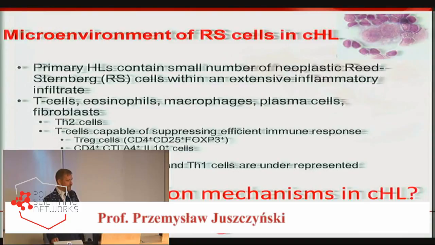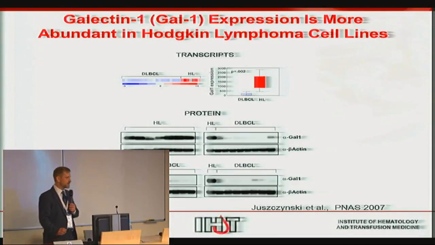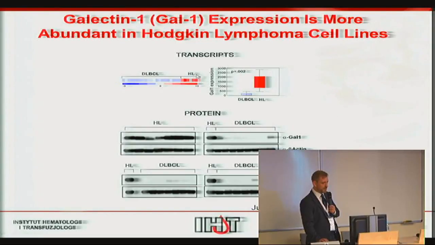So what are the mechanisms responsible for this observation, and can we bypass them, or can we modulate these mechanisms? To answer these questions, over a decade ago, we started our studies with a very simple experiment. We basically compared gene expression profiles between a panel of diffuse large B-cell lymphoma cell lines, which is a different type of B-cell malignancy, with this specific lymphoma subtype, Hodgkin lymphoma.